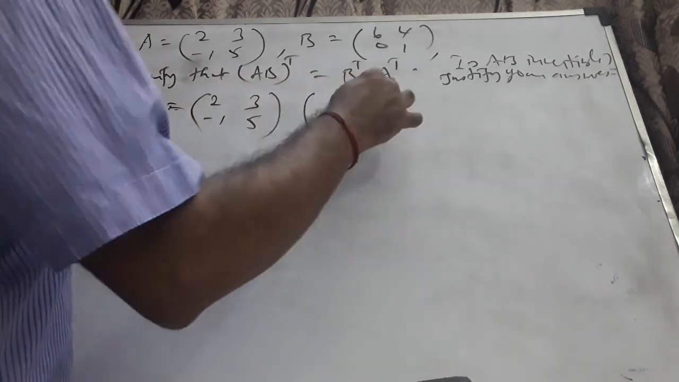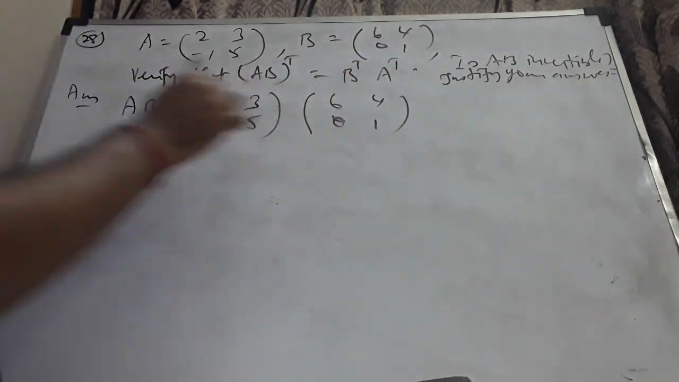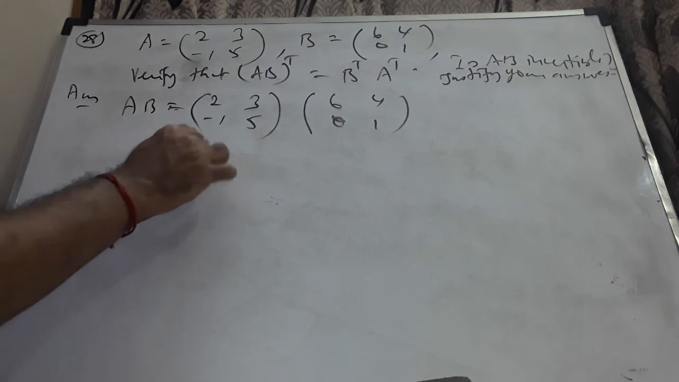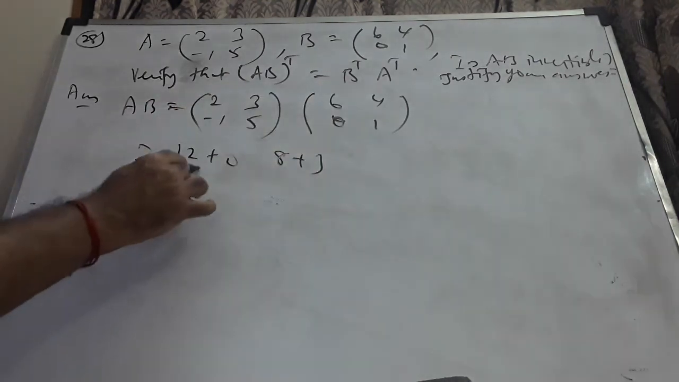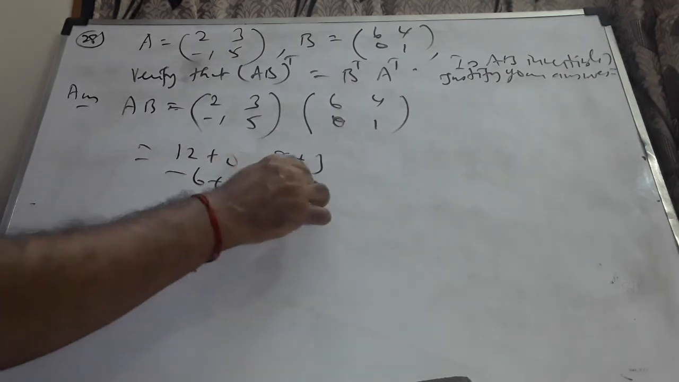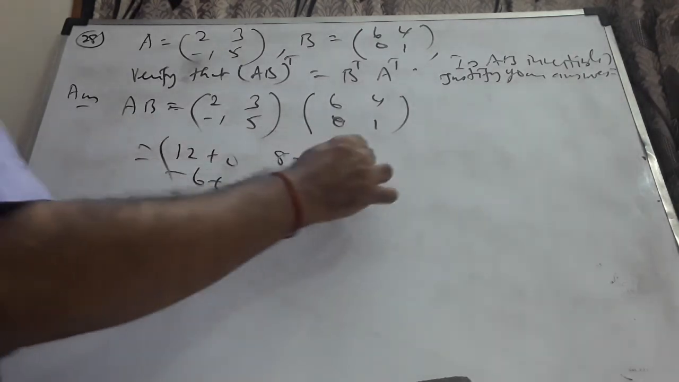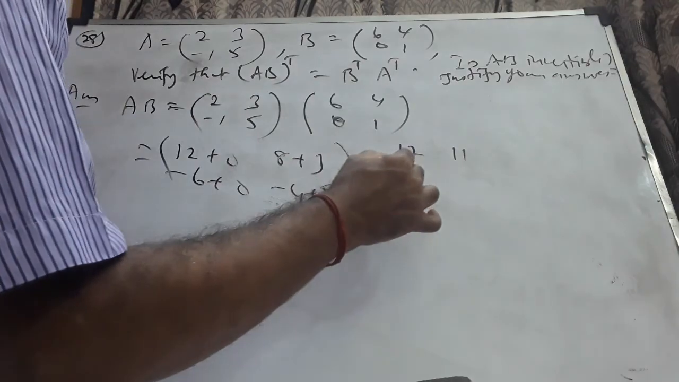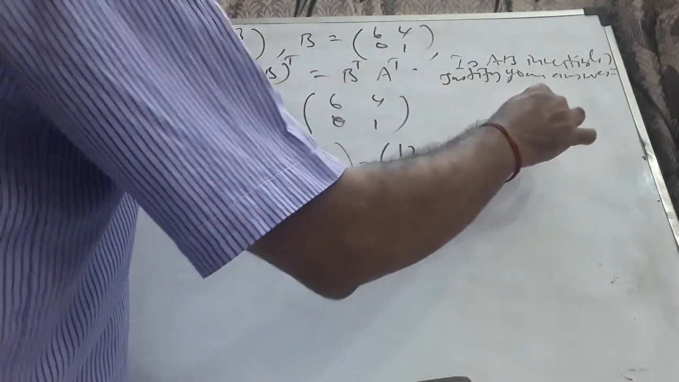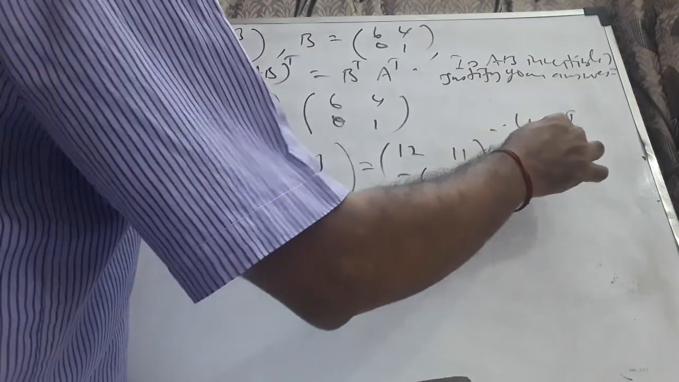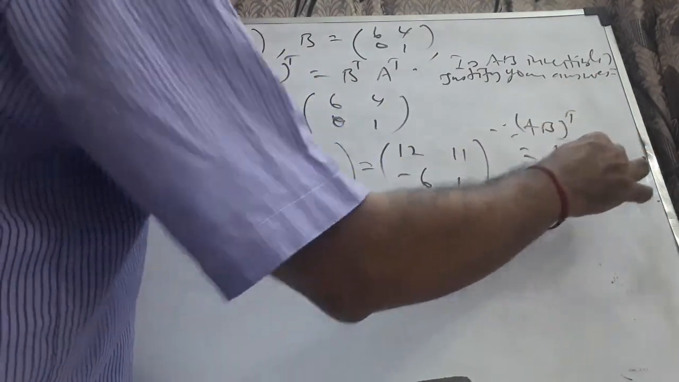Here it is 6, 4, 0, 1 times 2, 3. Therefore, this is 12 plus 0, then 8 plus 3, then minus 6 plus 0, and minus 4 plus 5. Therefore, this is equal to 12, 11, minus 6, 1. So you can write AB whole transpose will be equal to 12 minus 6, 11, 1.